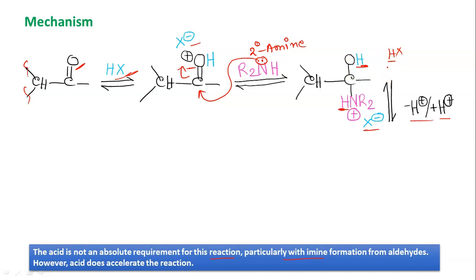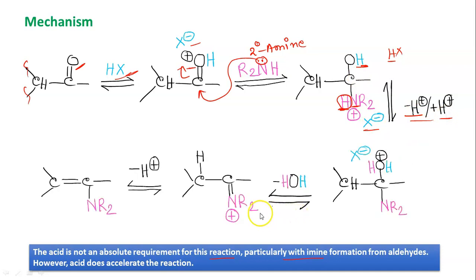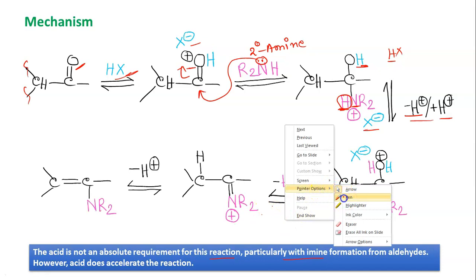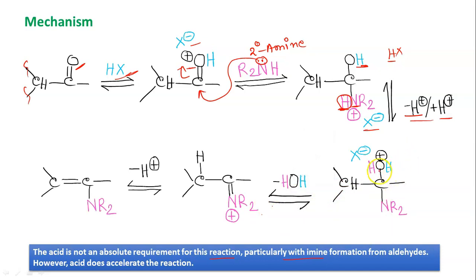But as we have already used HX in the first step, that is why now nitrogen is positively charged, and this hydrogen, now it will be transferred to oxygen. So minus H+, then plus H+. Now oxygen is positively charged and it is OH2+. Next, this OH2 will be removed, that is minus water.